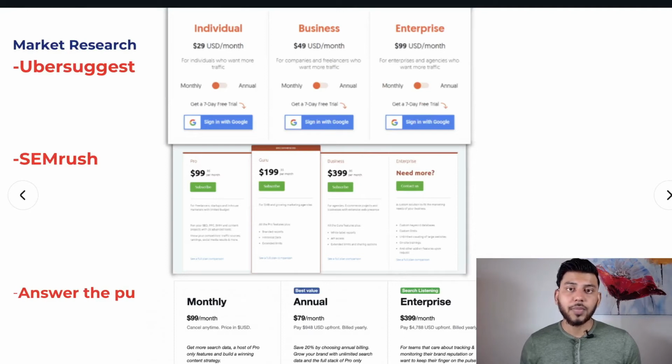I highly recommend that you try out SEMrush free for 7 days. Within those 7 days, you can use and have access to all of the features. And after the 7 days, you can always decide whether or not you want to upgrade to the $99 version or the $199. But if you don't have much money and you're still not sure whether or not you're going to even start your business, then I do recommend going with the Ubersuggest individual plan.